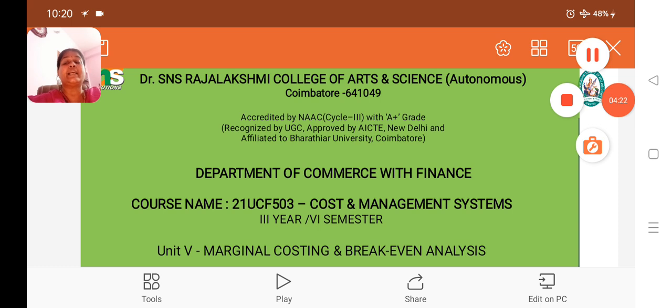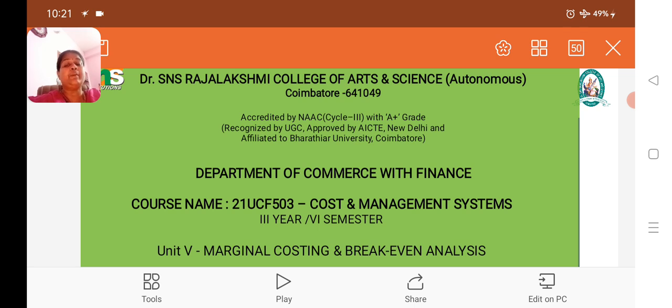Now we can see a small example of break-even calculation. Fixed cost is 50,000, selling price is 100 per unit and the variable cost is 60 per unit. Now we are supposed to find out the contribution per unit. Selling price minus variable cost: 100 rupees minus 60 rupees. That is, 100 is the selling price and 60 rupees is the variable cost. 40 is the contribution.